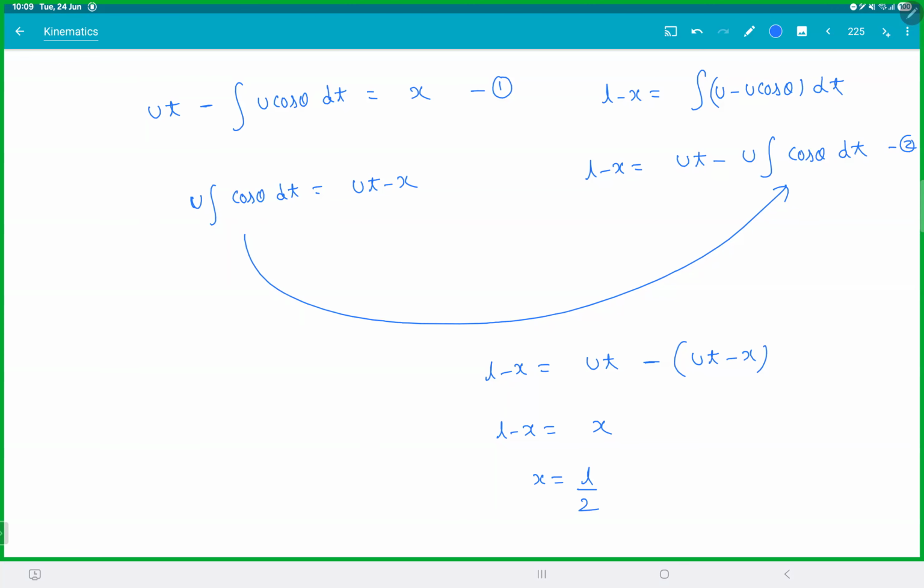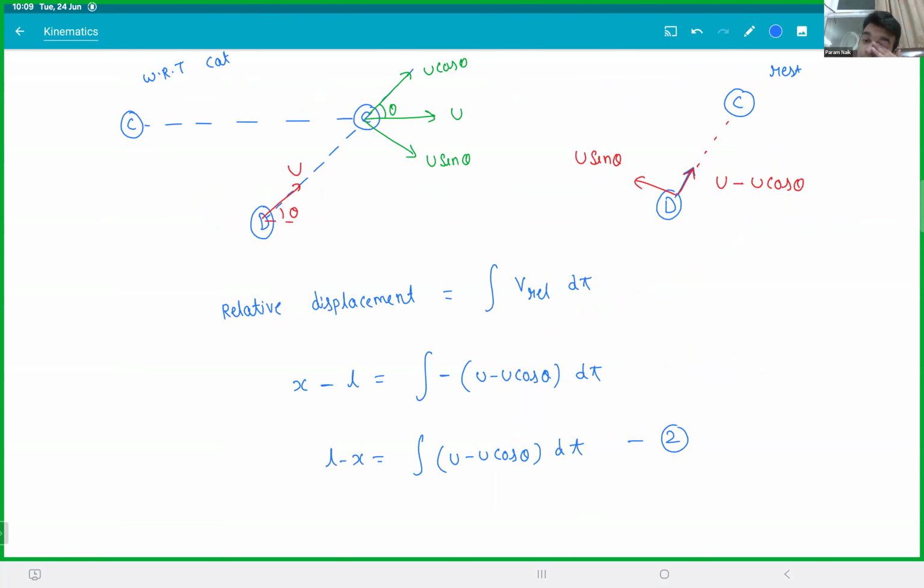So the final distance between them is L by 2. If they both have the same speed, the cat will get closer and closer to the dog, but this is the thing. Could you go to the previous slide for a second? Clear with this? There. So you can play more on this thing. Definitely sit with this and spend some time and do it.